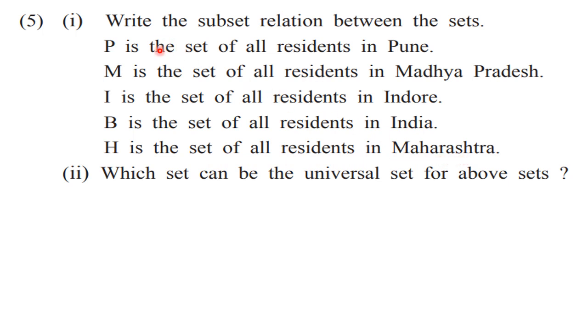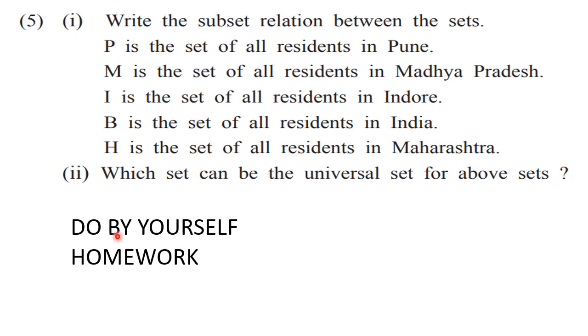Now here you have to write down the subset relationship. So you have to observe the sets and then you can certainly write it. This question you are going to do by yourself. That is why I have given it as homework. How to do it? I will tell you the relationship like here. See, what you can observe is Pune is in Maharashtra. So we can say P is a subset of H. Maharashtra is in India, so H is a subset of B.